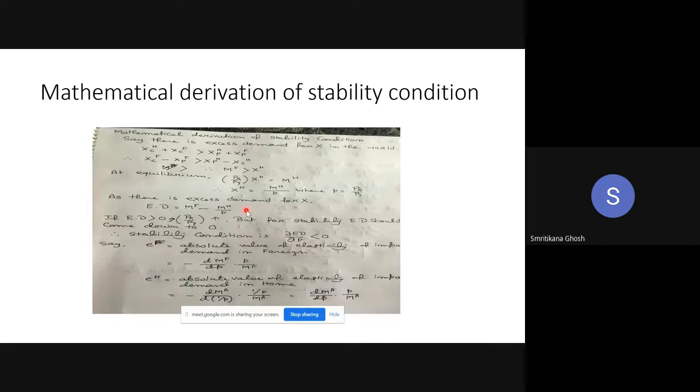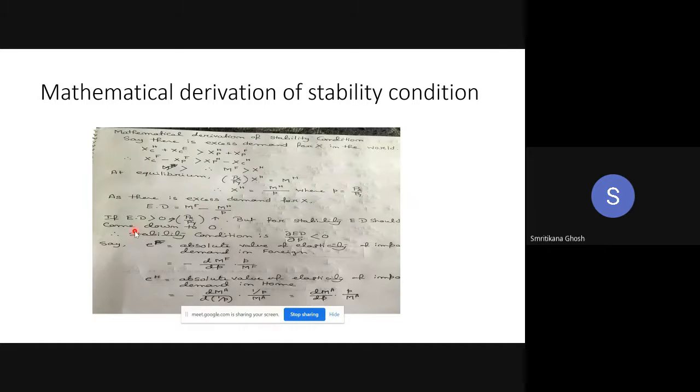Now, if there is excess demand, that means ED is greater than 0, then Px by Py should rise. Excess demand for your exportable is there, so the price of your exportable is rising. That is what is written here. If ED is greater than 0, that means there is excess demand, then Px by Py should rise. But for stability, excess demand should come down to 0. Right. So when Px by Py is rising, excess demand should fall. Otherwise, you are not getting the stability.